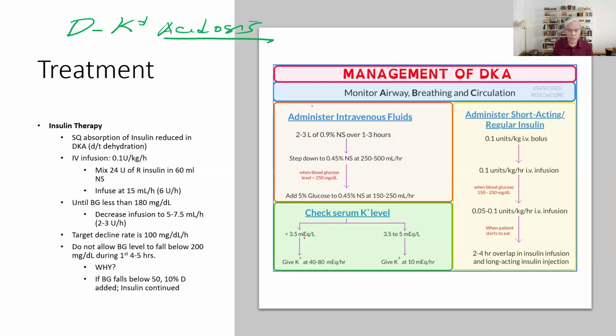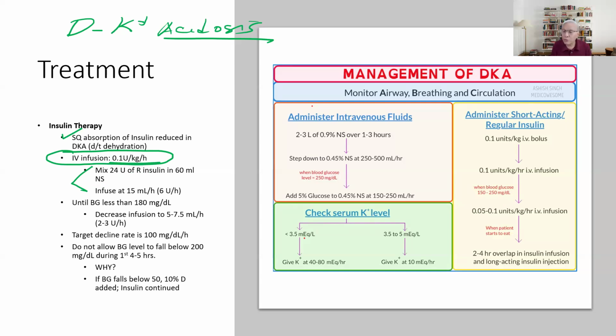And by the way, subcutaneous absorption of insulin is reduced in diabetic ketoacidosis because of dehydration. Therefore, we use IV routes instead of the subcutaneous route. The IV infusion usually consists of a mixture of regular insulin with normal saline. You do not need to memorize this, but usually it's going to be an IV drip. This is called an insulin drip.